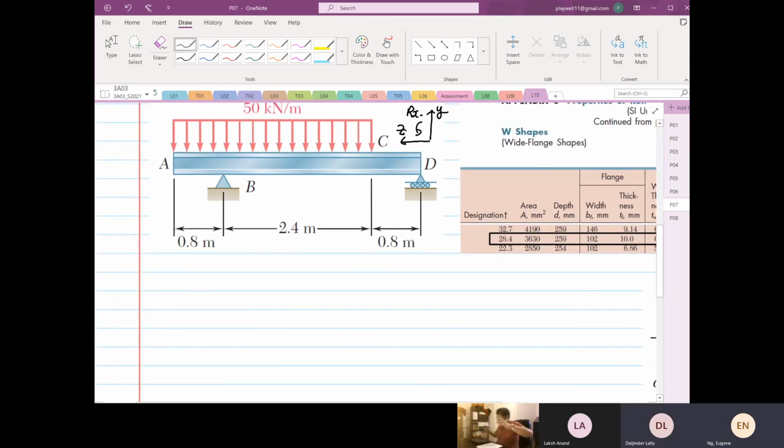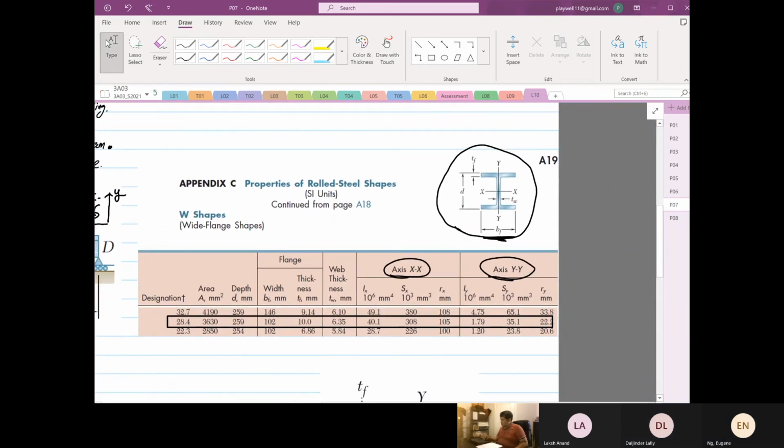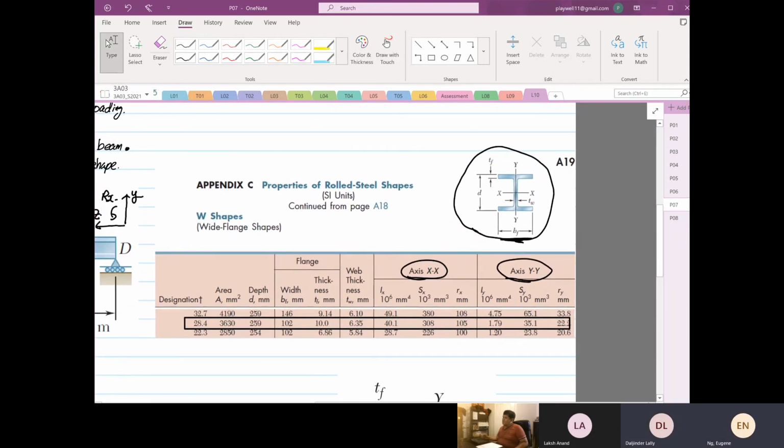Wait, sir. If we follow the transformation, instead of z, shouldn't we have x? Yeah, but x is coming out, right? Oh, okay, got it. Right, right.